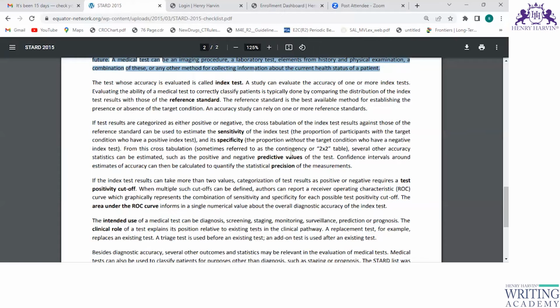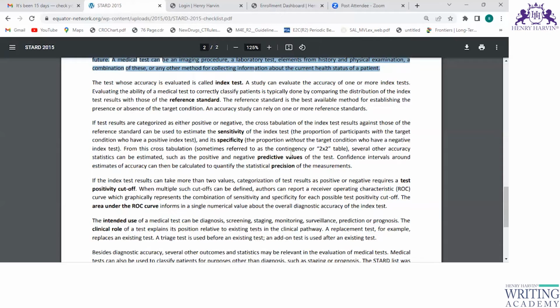In case the index test is giving the value as positive or negative, the sensitivity of that index test means the proportion of participants with the target condition in which the index test is giving the result as positive, and its specificity is the proportion without the target condition who have a negative index test.